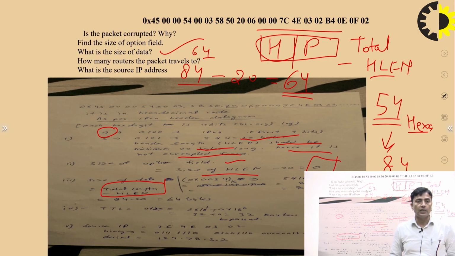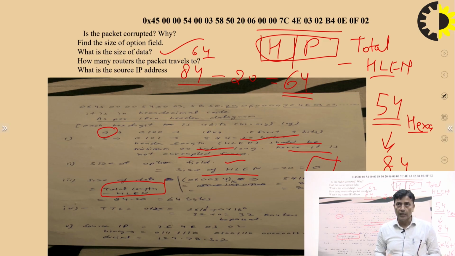Okay. How many routers does the packet travel through? This information is given by the TTL field. TTL means time to live. So if the value of TTL is 4, what does it mean? It means that your packet can pass through at most 4 routers. After 4 routers, it will be dropped, it will be useless.